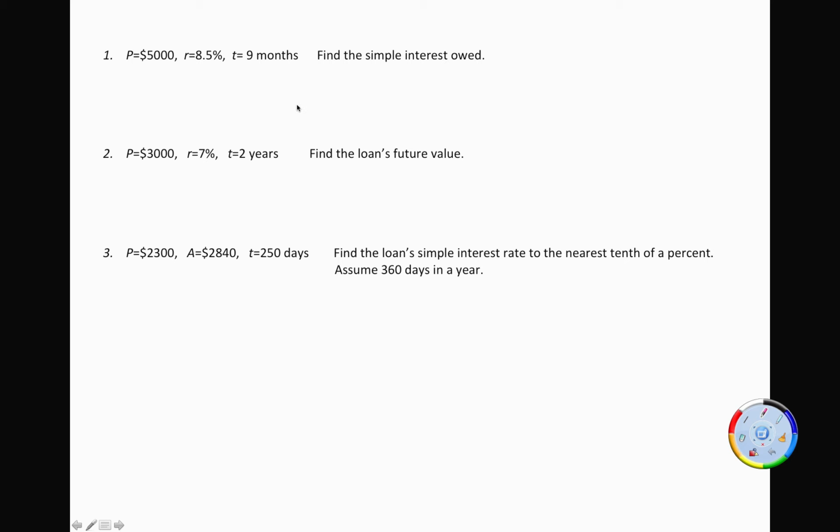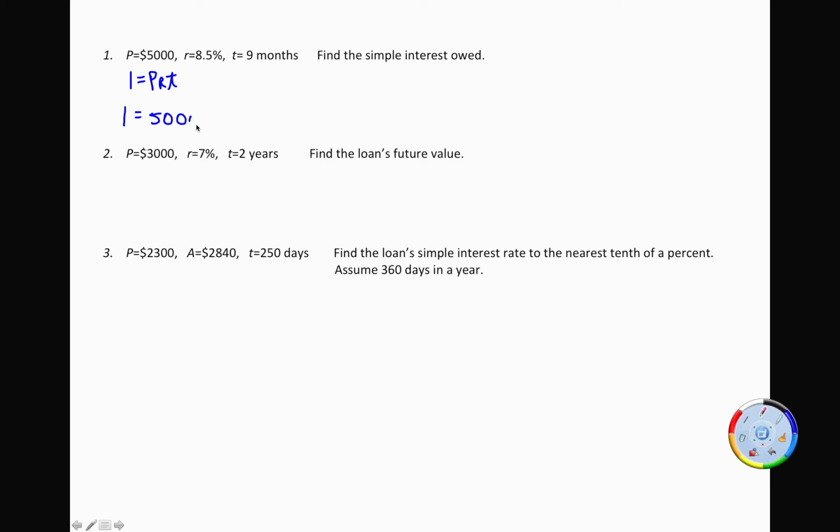Let's see what we have here. We've got a principal of $5,000, interest rate of 8.5%, 9 months time, and we want to find the simple interest owed. Simple interest: interest is principal times rate times time. I know the principal, I know the rate, I know the time, so I can just plug that into the formula. So the principal is $5,000.